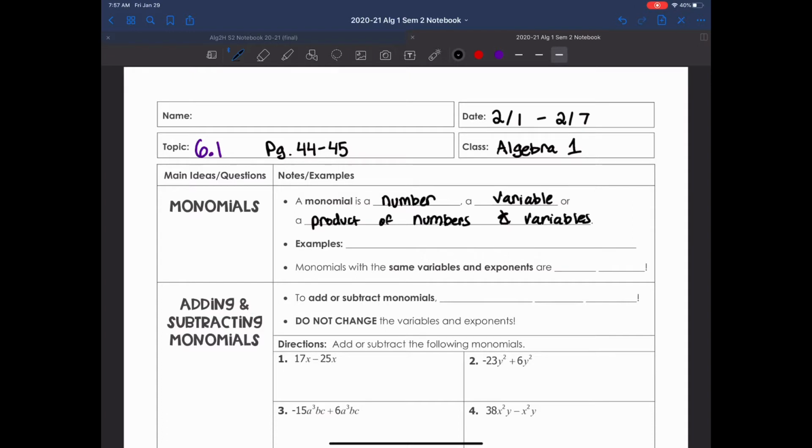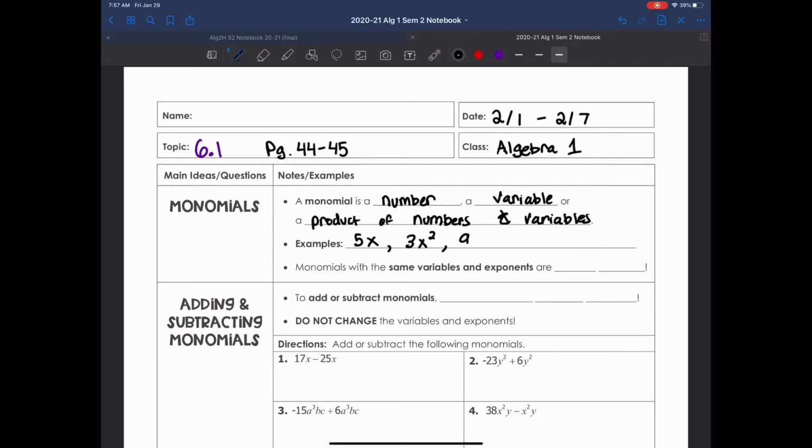An example of a monomial might be 5 times x, okay? 5x is a product of a number and a variable, making it a monomial. Another example might be 3x squared. Again, this is the product of a number and a variable, even though the variable is raised to an exponent. It's still a monomial.